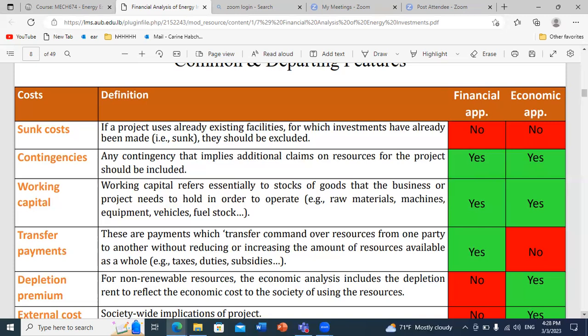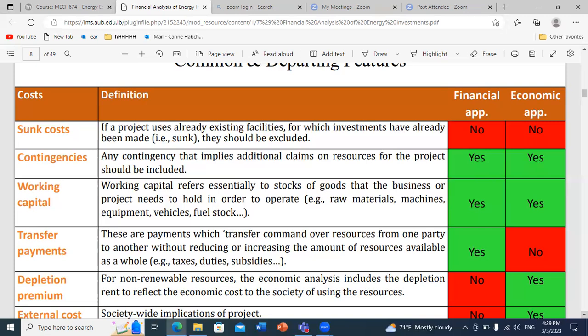Now, concerning the working capital, which refers essentially to stocks of goods that the business or the project needs to hold in order to operate, like raw materials, machines, equipment, vehicles, fuel stock, etc. Of course, we should add them in both.